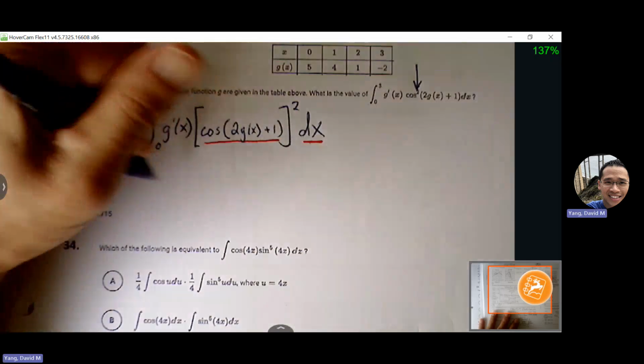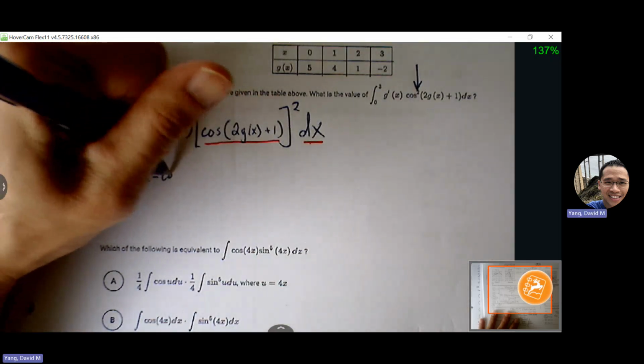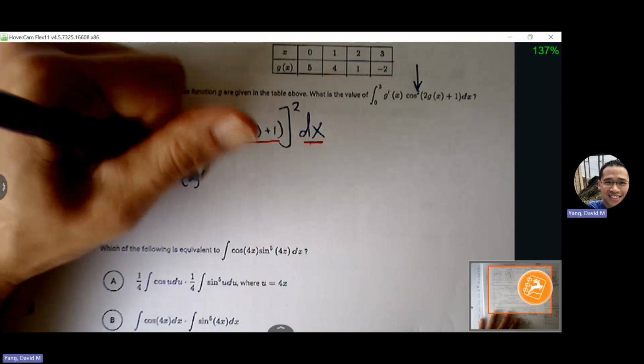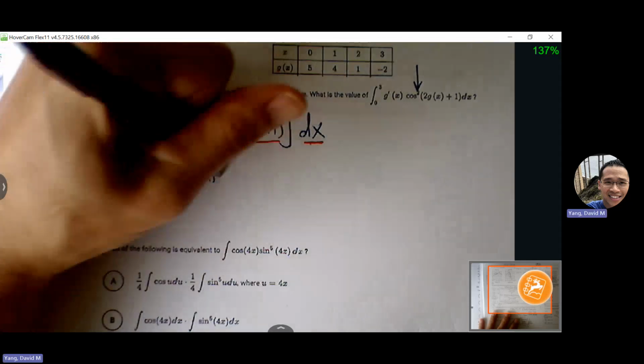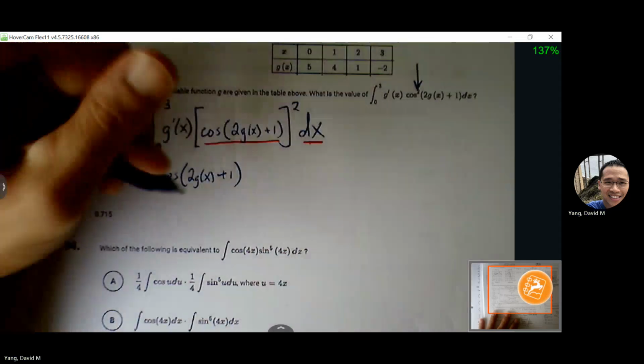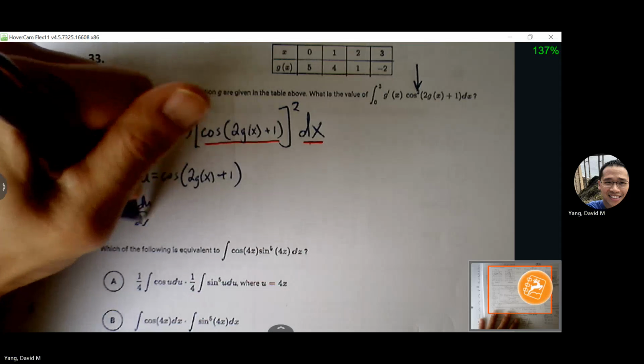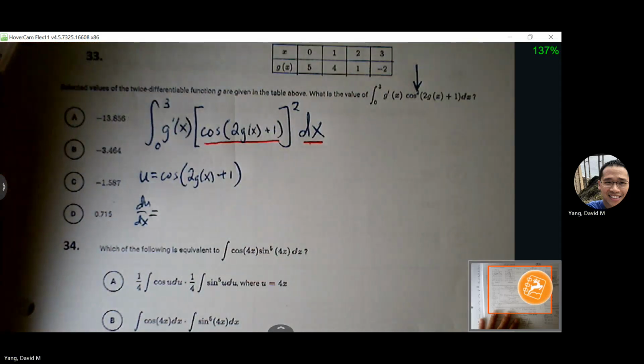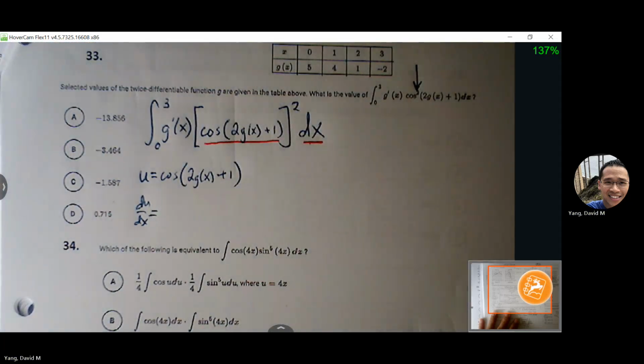Okay, so my u value is cosine of 2g of x plus 1. Okay, du/dx. Oh wait, I think I did a little too much. My bad.